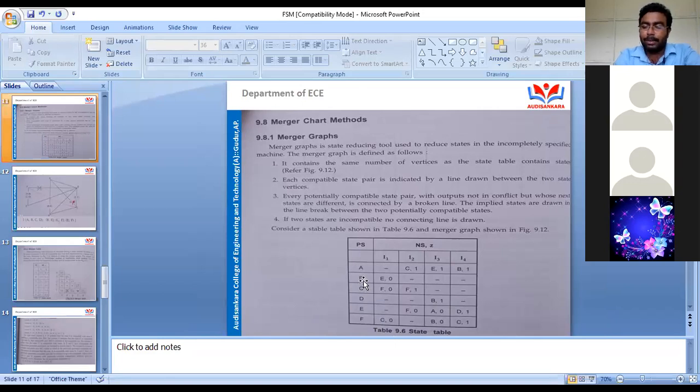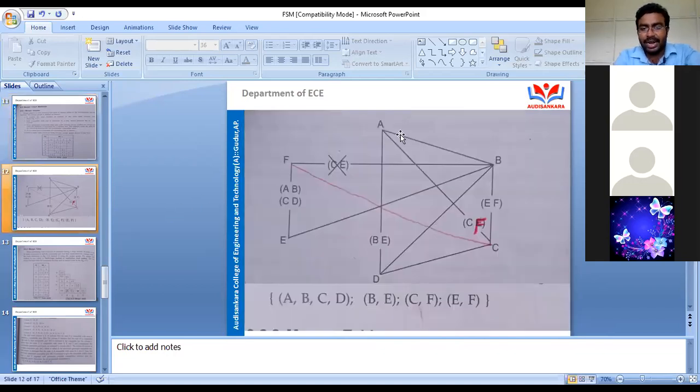Then after completing vertex B, you need to go for C, and C is to be compared with D, E, and F. After completing C, you have to go for D. D is to be compared with E and F. After completing D, E is to be compared with F. Like that, each and every state is to be compared with all other states for compatibility. If compatibility is matching, you just draw a straight connecting line between those two vertices.